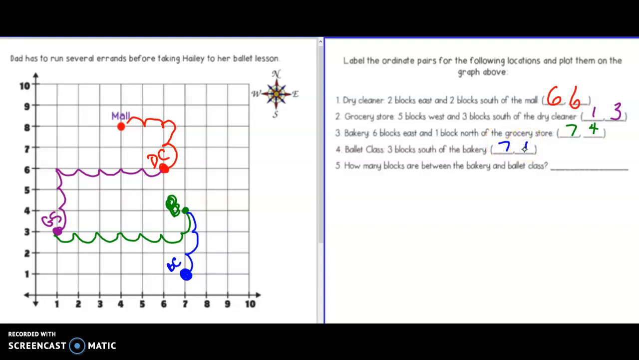The final question here is, how many blocks are between the bakery and the ballet class? That was actually our last question, and it's just how many blocks? Well, there's 1, 2, 3 blocks. So the final answer there is 3 blocks. That's what this looks like as far as a map is concerned with using a coordinate grid.